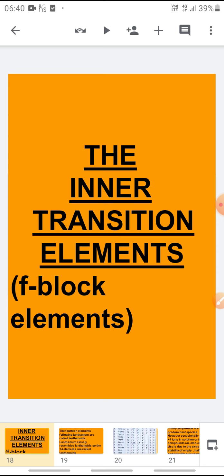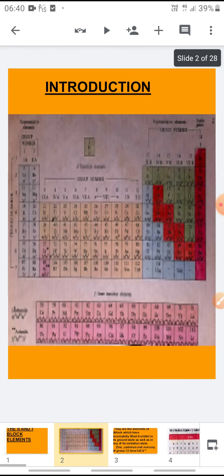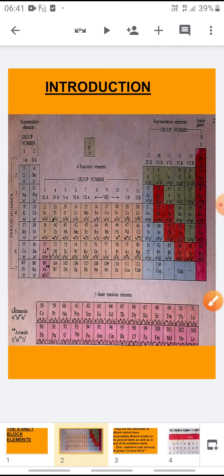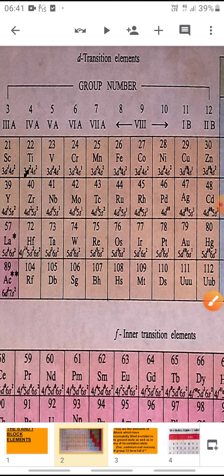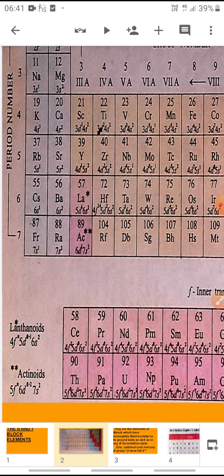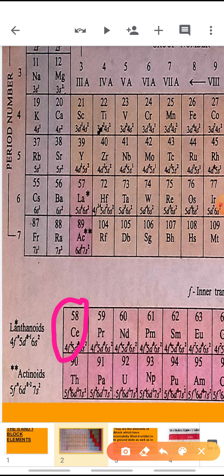Now next I'm starting with the inner transition elements. They're called the F block elements. Inner transition elements are those elements which are kept separately outside the periodic table. If you see the atomic number of the inner transition elements, the first one is cerium, atomic number 58, which actually should come after lanthanum. Lanthanum has atomic number 57, after which is cerium, and then praseodymium, neodymium, and so on.